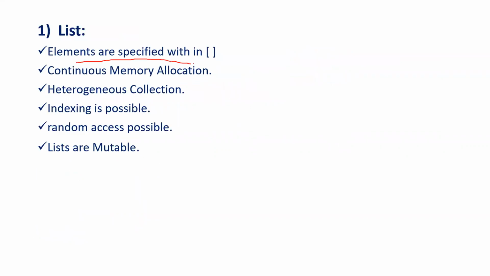Elements are specified within the square brackets, and the memory for the elements will be allocated continuously. And it is a heterogeneous collection. You can store various types of elements, string elements, integer elements. There will be no problem. And indexing is also possible, which means you can access randomly by giving the index. Index will start from 0 and go up to the length of that list minus 1. Now lists are mutable also, which means you can do operations on them. You can modify the existing list.